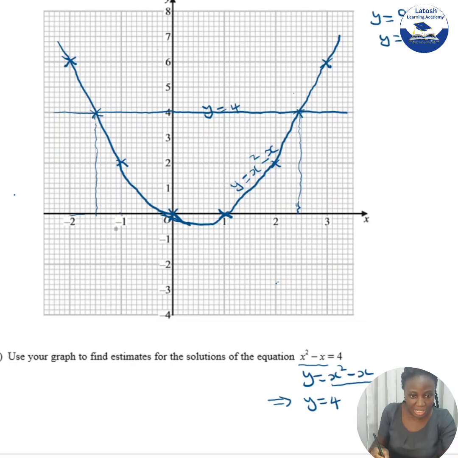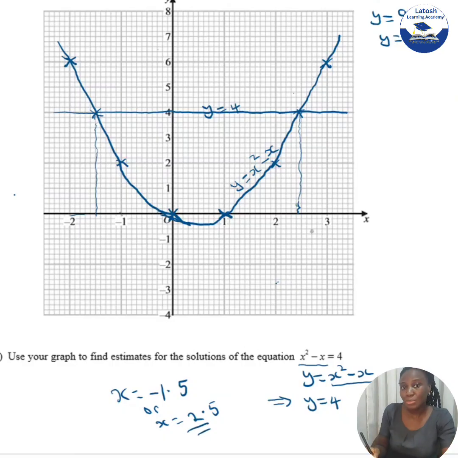Now tracing this down, we have our solutions to be, so here we have x is equal to minus 1 point, so this will be around 0.5. Of course, they're going to give you a range, like plus or minus 0.2. So if you are within that range, you are still correct. Or our x is equal to, this one is like 2 point, let's say 2.5 as well. So that is the solution to the question.